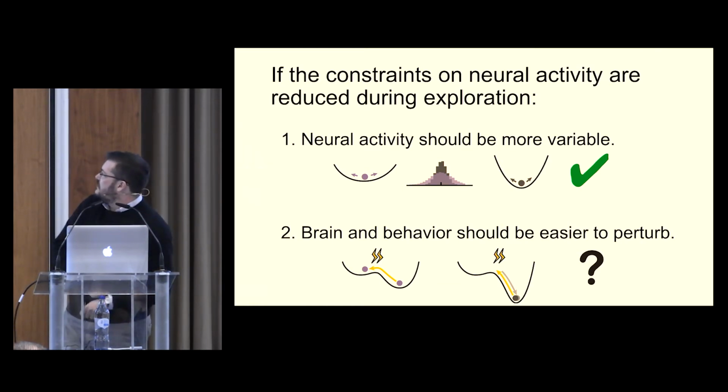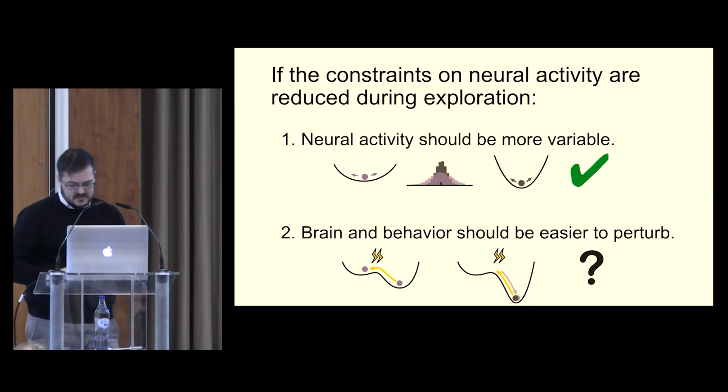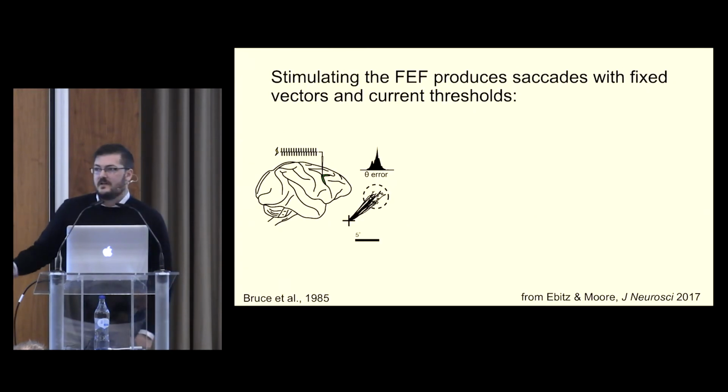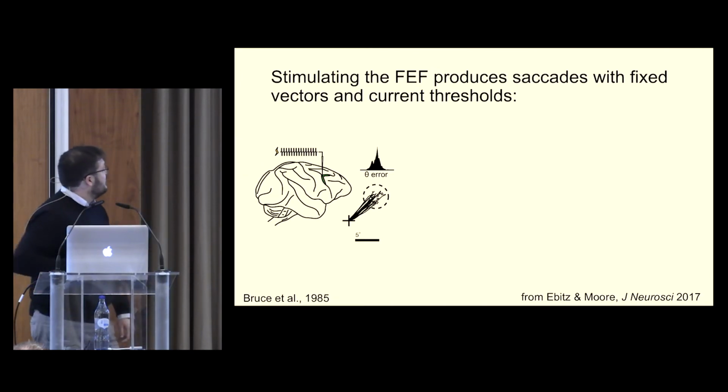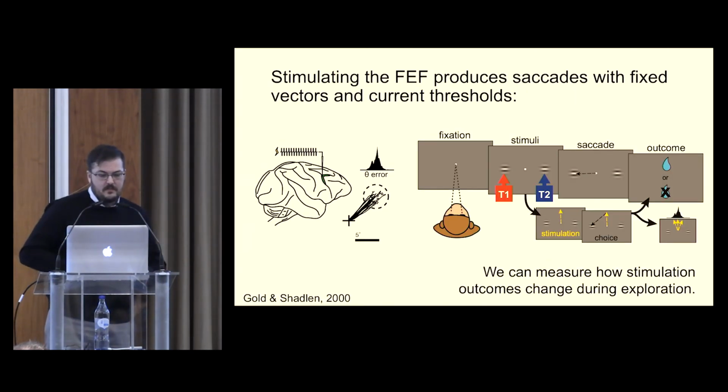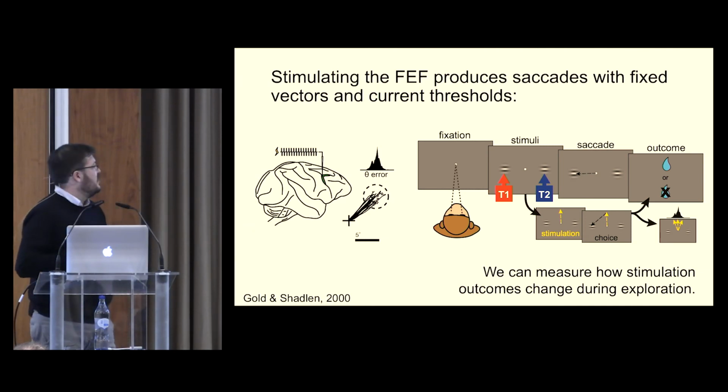So brain and behavior should be easier to perturb if the forces fighting us are weaker. So in the FEF, we know exactly what effect perturbing neural activity should have. If we stimulate FEF, we get a reliable fixed vector retinotopically aligned saccades. We can measure their precision, and we can also integrate them into our K-armed bandit task.